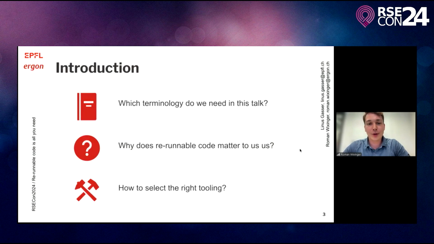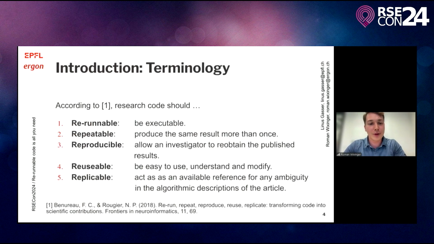So for introduction, let's start with some terminology. What I found to be useful is the following paper from 2018. So they find five important terms around this about rerunnable code. First one is simple. So rerunnable code should be in a state that is executable. So it should include all the knowledge that you need to run it.